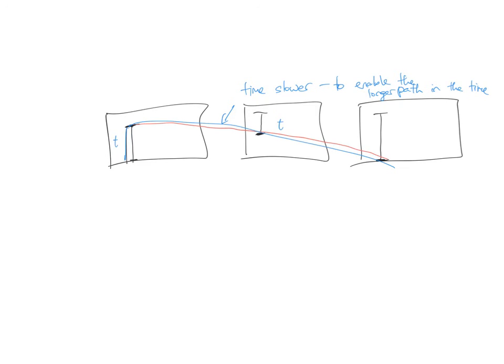Something else that we can't really assume is constant anymore is length and time. The only thing that we can assume is constant is the speed of light.